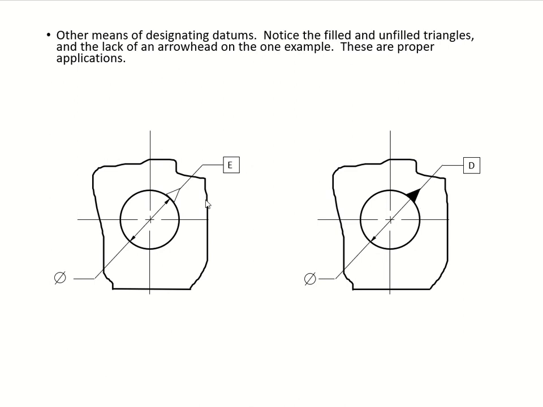Here is another example. You see the filled triangle. Here is an unfilled, white triangle. Here's black right here. So this is just a filled and unfilled triangle for your different ways of designating your datums. We have datum E and D. We just stick it onto the circumference of this circle, and here also. So we use the arrowhead right there from here to here.